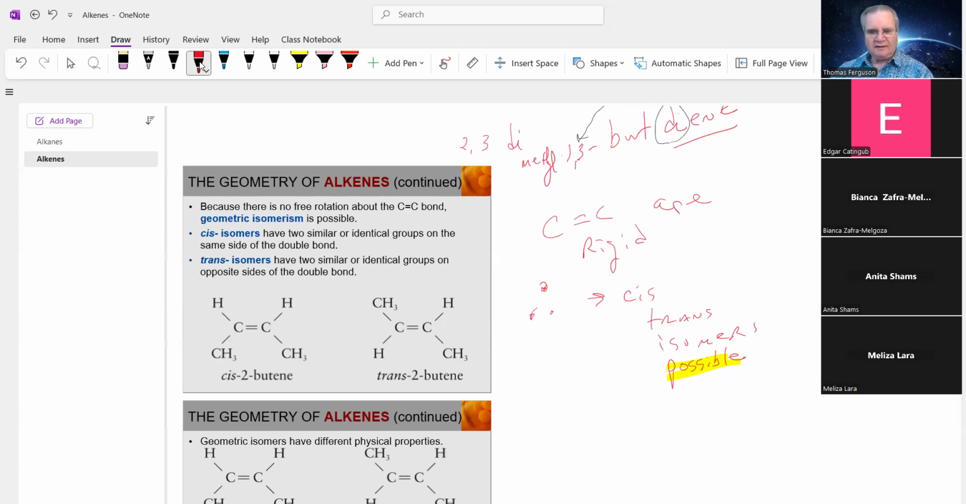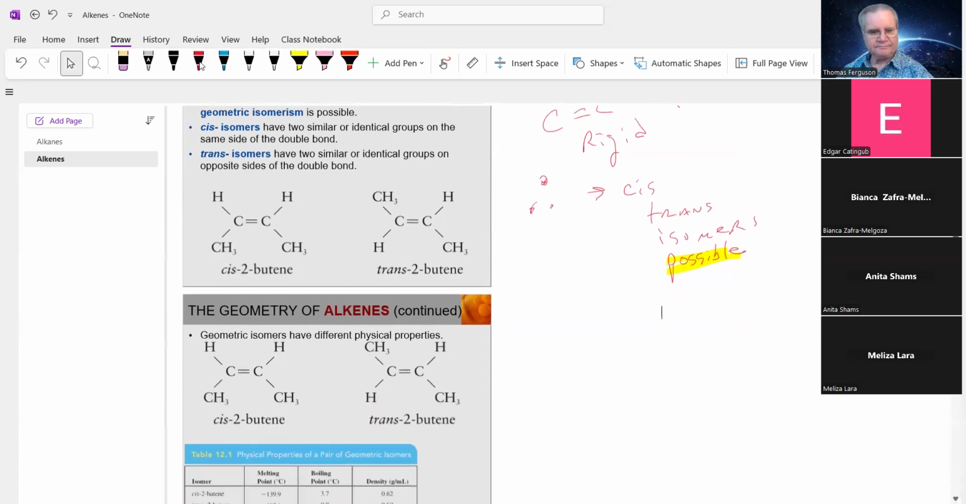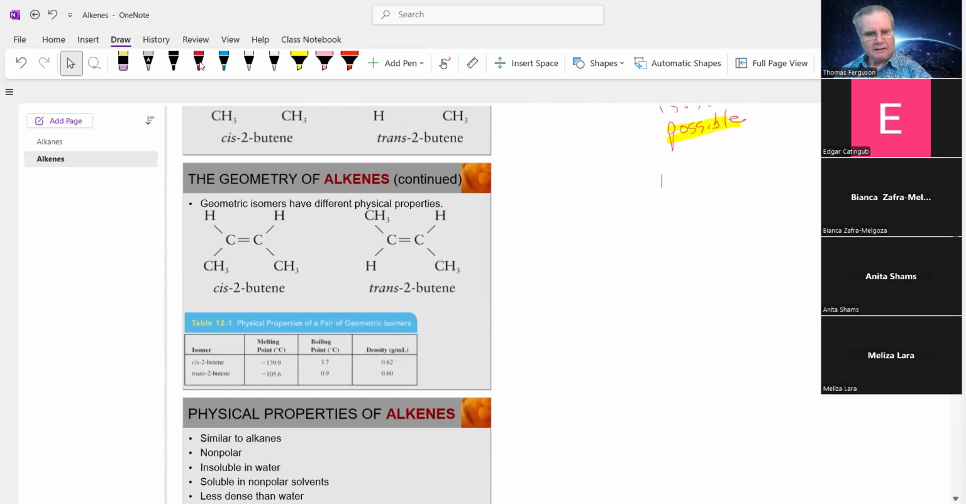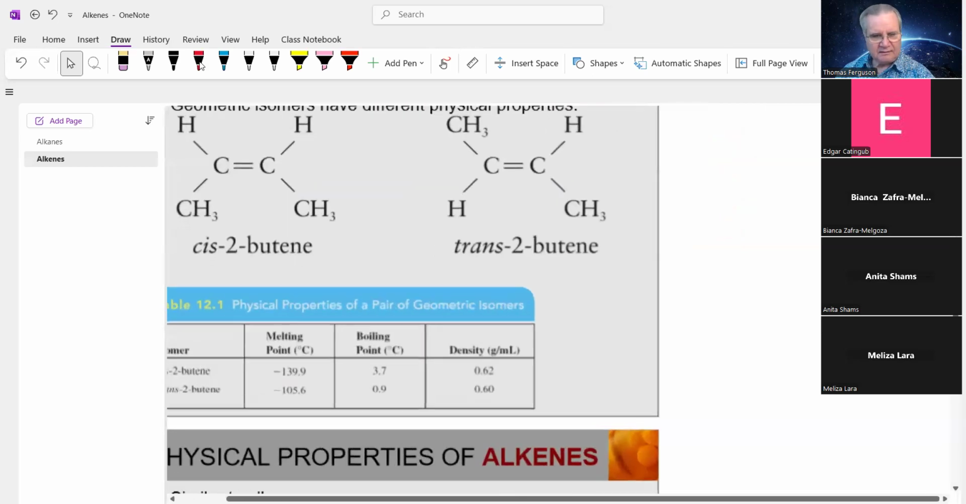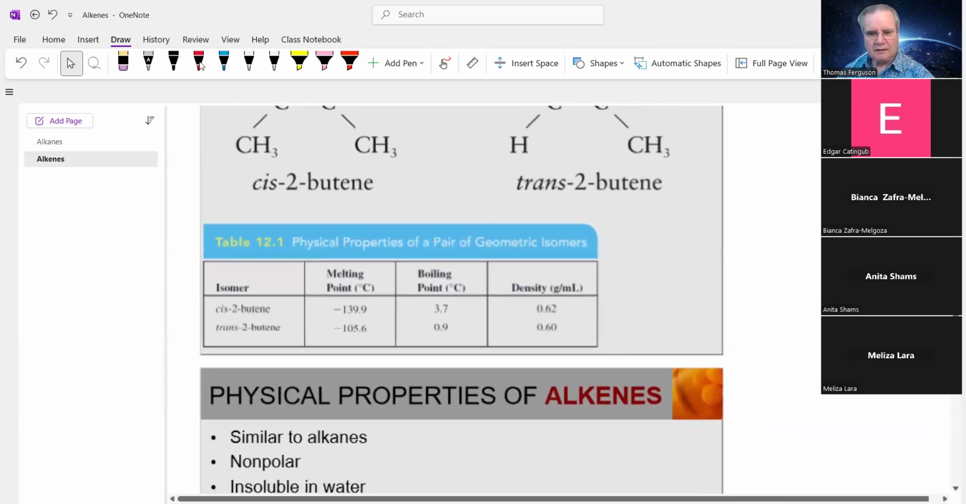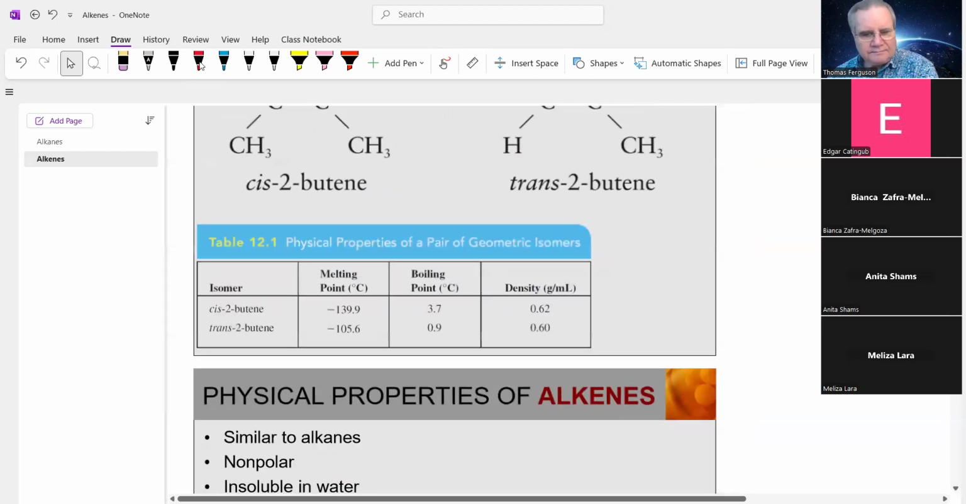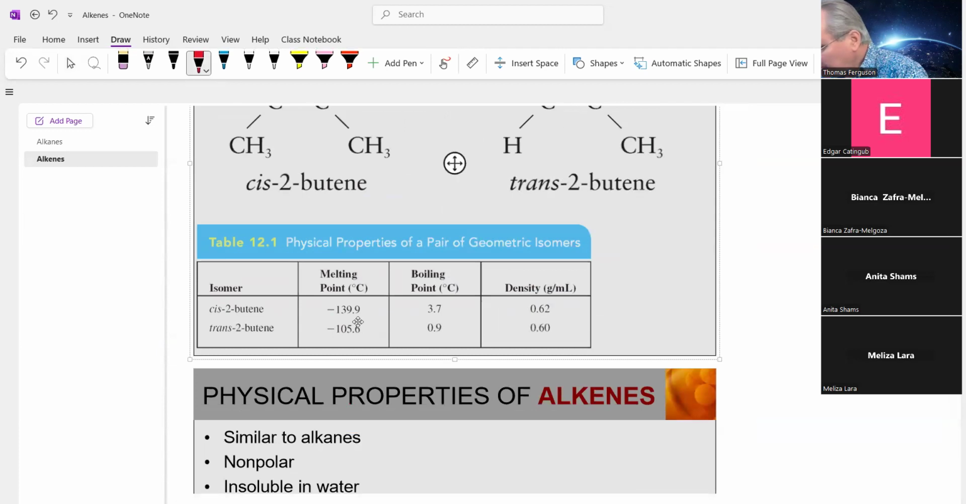But you should definitely, as soon as you get rigidity, like with the cyclic alkanes, stop and say, are cis-trans isomers possible? And if it is, then you need to draw them as such and label them as such. Now, if you look at the difference between these two 4-carbon alkenes, big difference in melting points and boiling points.